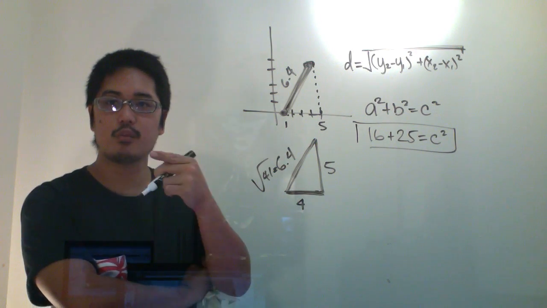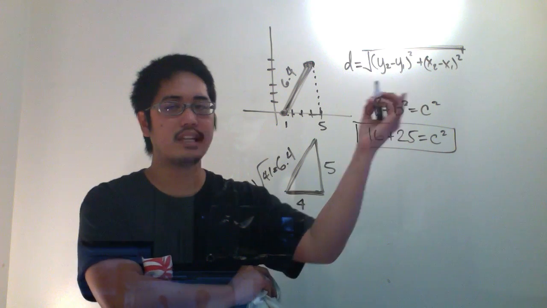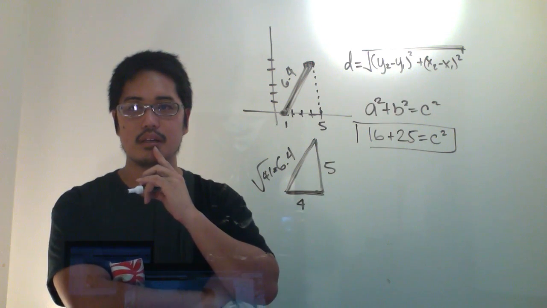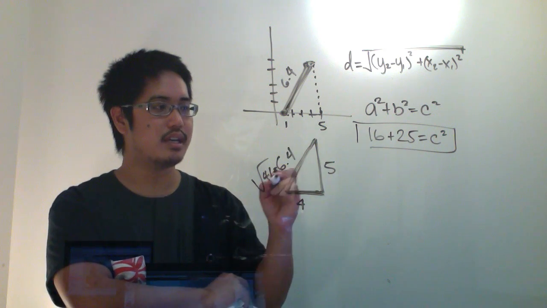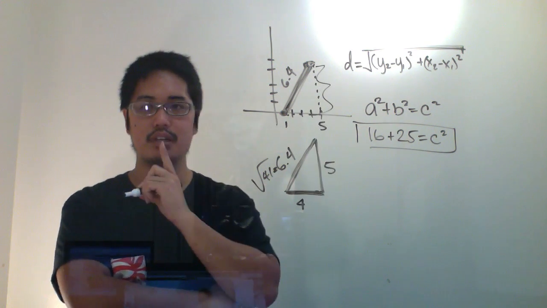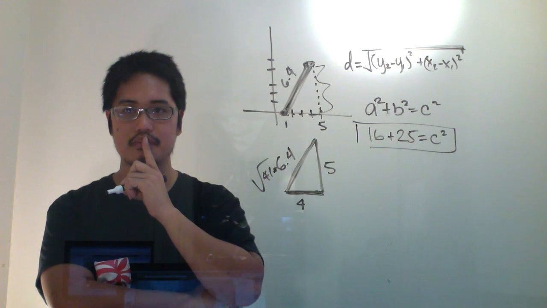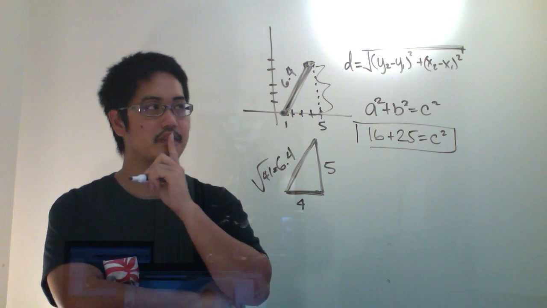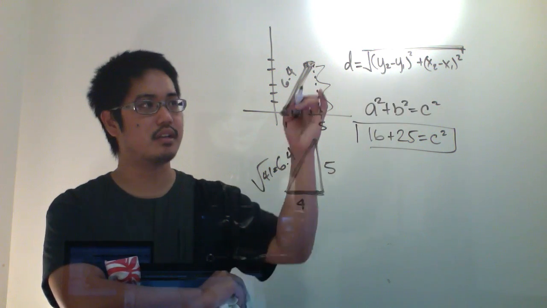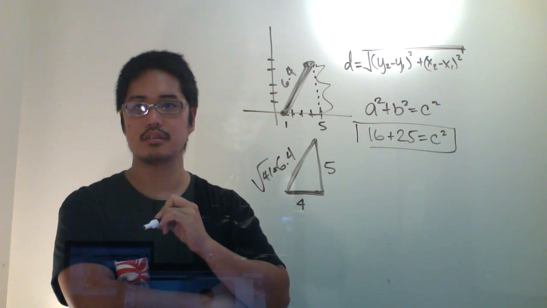Let's look at what the distance formula says. What is y2 minus y1? That would be the height of the second point minus the height of the first point. Isn't that the distance from here to here? y2 minus y1 is finding the distance from here to here.